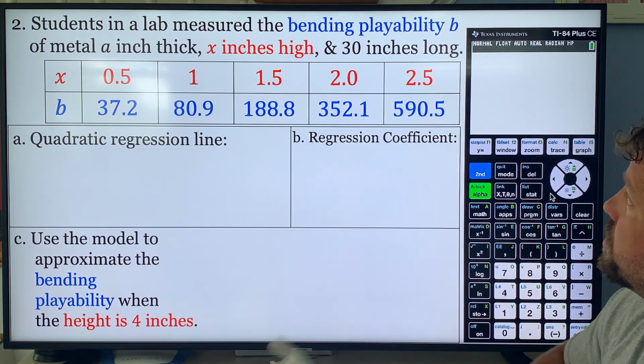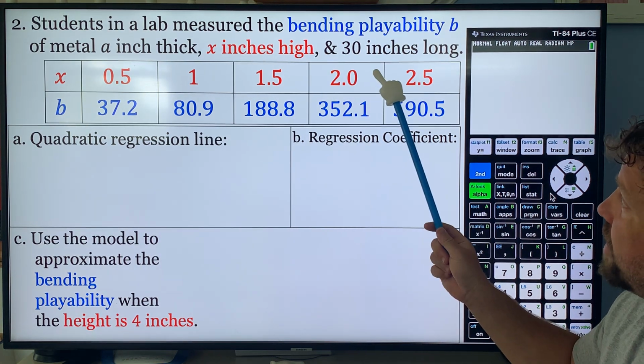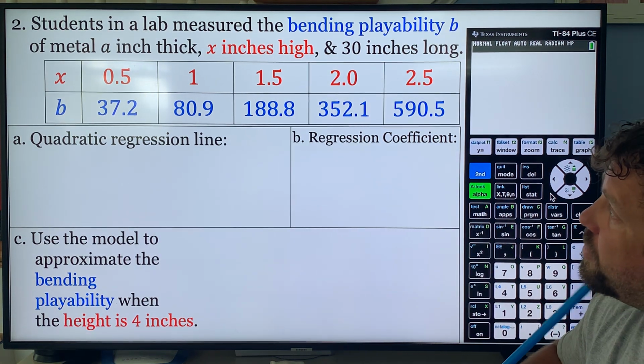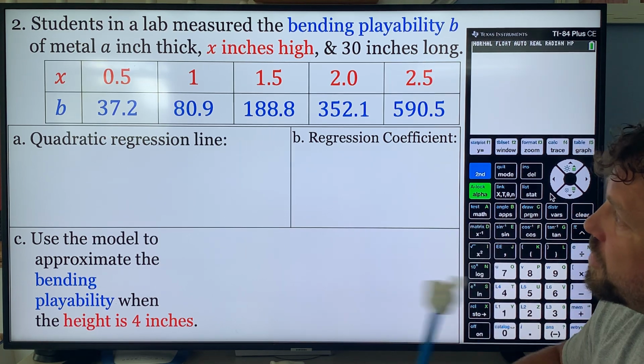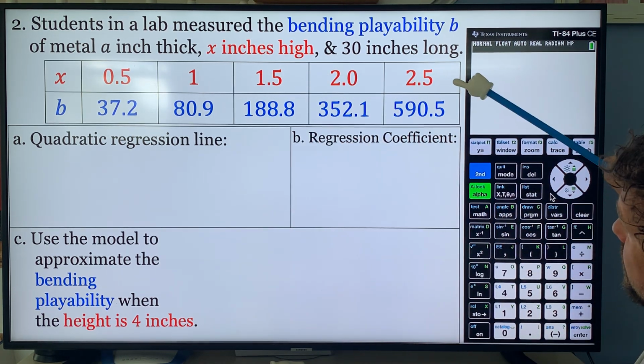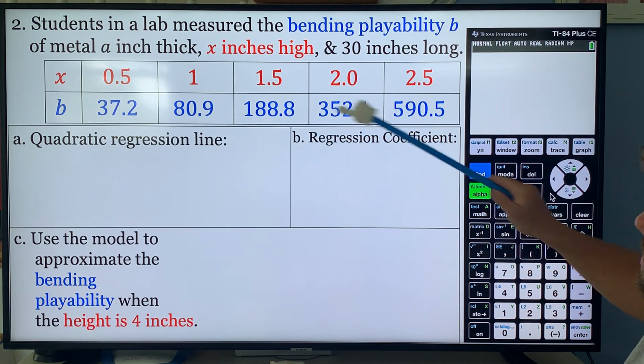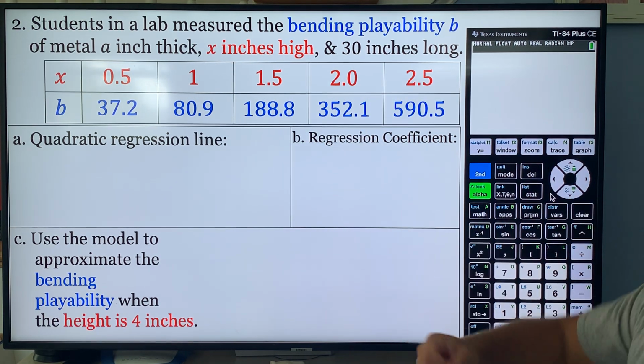Number 2, students in a lab measured the bending pliability B of a metal A inches thick and X inches high and 30 inches long. This is X, the inches high, and B represents how pliable it is, how bendable something is, okay?